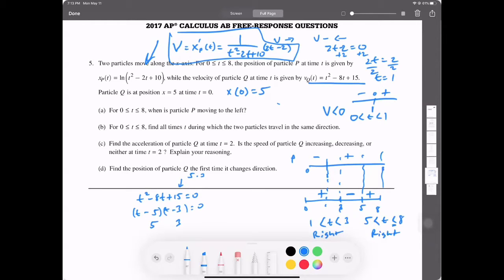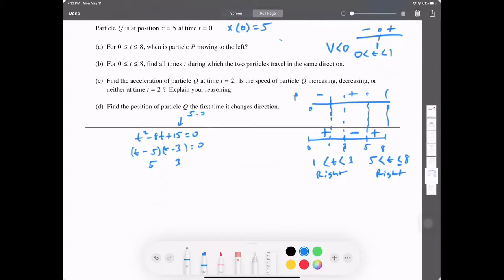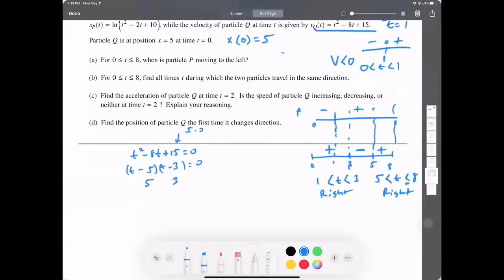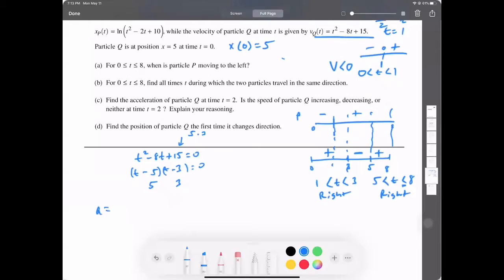Part C. Find the acceleration of the particle q at time t equal to 2. So we know acceleration is the second derivative of position or the first derivative of velocity. They gave us the velocity and we want to find the acceleration of q. Let's take the derivative. So a is equal to v prime of q of t, which is 2t minus 8. They want us to specifically find a at 2, so we're just going to plug in 2 there. 2 times 2 minus 8, 4 minus 8 is negative 4.